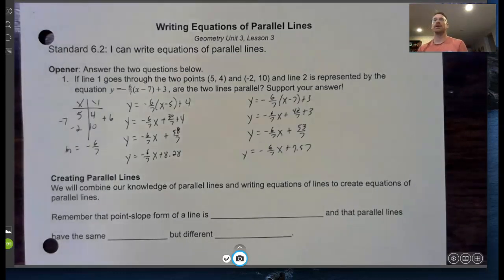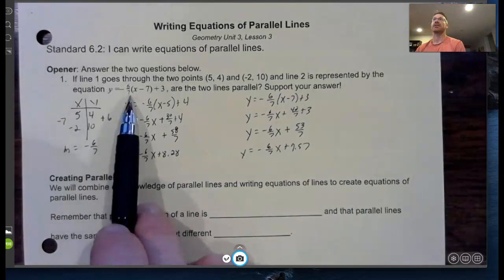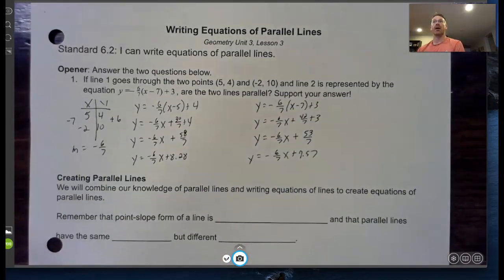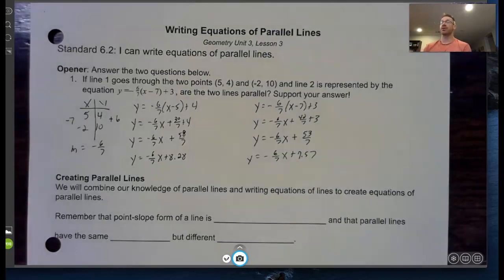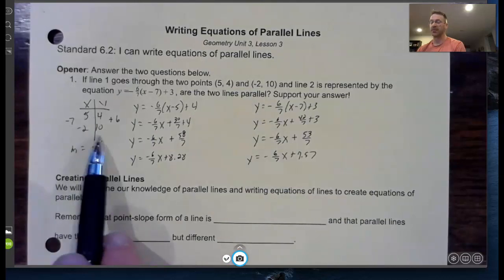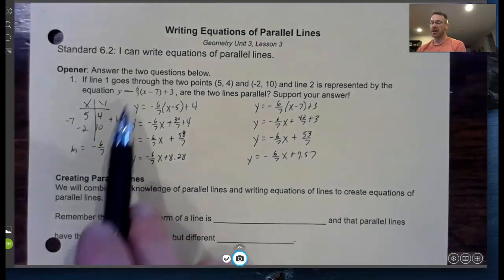All right, so let's take a look at the work here. So here's what I did first. We know the slope in the second line is -6/7. And we know that if two lines are parallel, we want to have the same slopes. So the first thing I did was take the 2 points that line 1 goes through, (5, 4) and (-2, 10), and I found my slope. So -6/7.